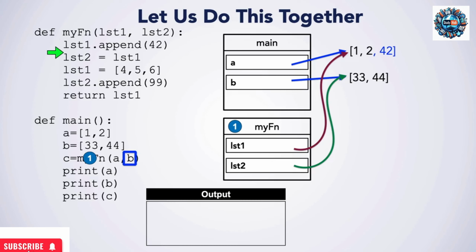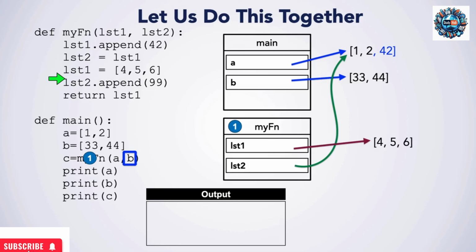Now we append 42 to list 1. This alters the list in the heap so that it now has 42 at the end. Next we do list 2 equals list 1. Notice that this assignment changes the box for list 2 to point where list 1 is pointing. We copied the value from list 1's box into list 2's box.